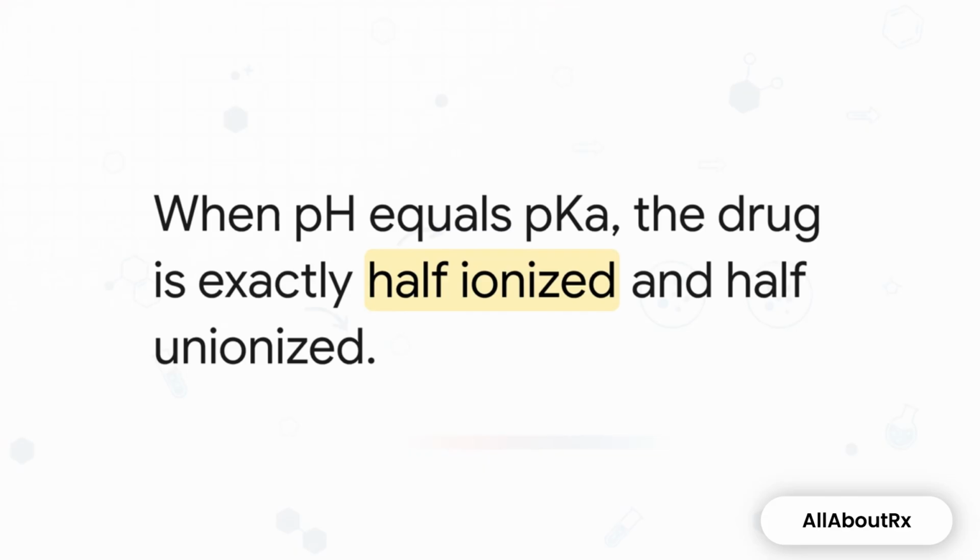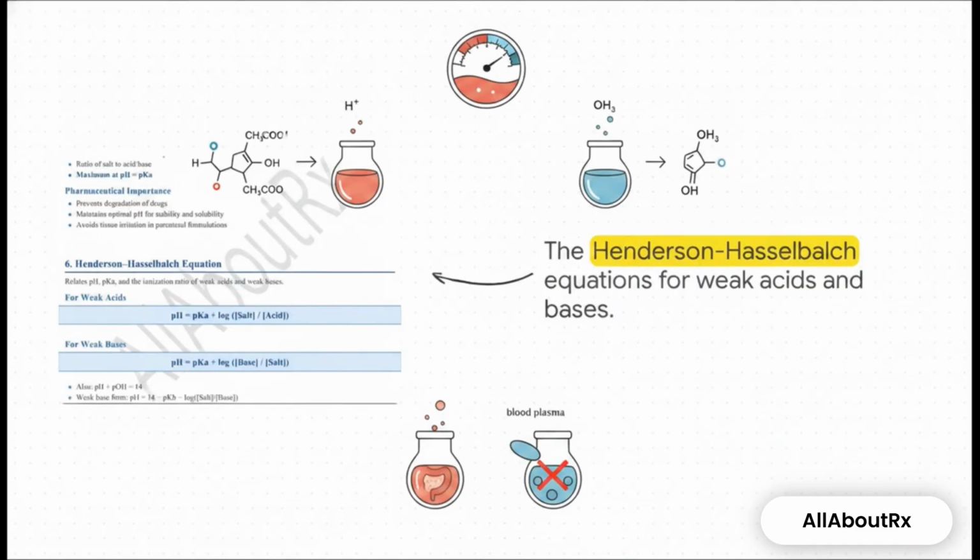Here is a pro tip, an absolute golden rule you need to lock in. When your pH exactly equals your pKa, the drug is exactly 50% ionized and 50% unionized. It's the perfect midpoint, and it acts as the anchor for predicting how any weak electrolyte will behave once it's inside the body. To tie those values together, pH, pKa, and that ionization ratio, we use the Henderson-Hasselbalch equations.